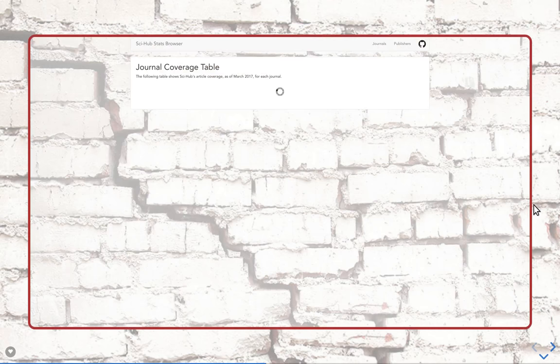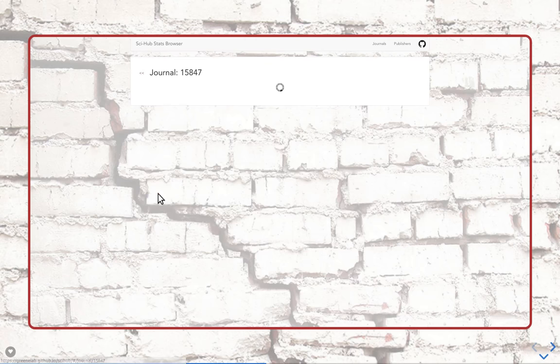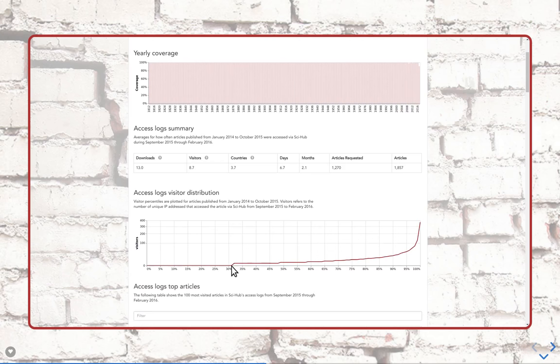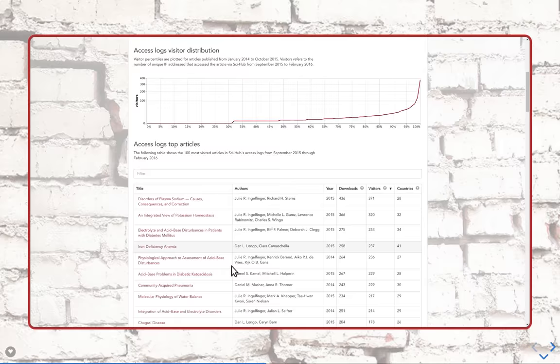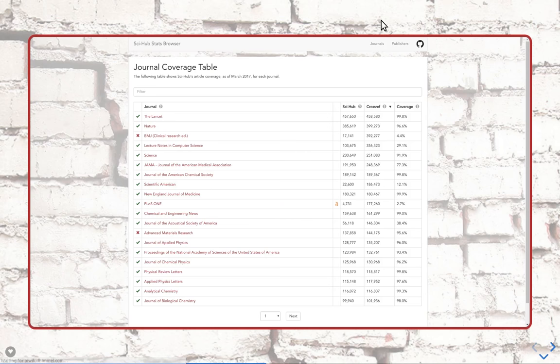We have a similar browsable interface online for journals. So for example, we could go to the New England Journal of Medicine, and this is a journal for which Sci-Hub has essentially every article. And it's a really highly read journal, so you can see only 30% of the articles were never downloaded. And actually, you can scroll down and see which articles were downloaded the most. So this is a fun resource to play with, potentially. It's even a way you could get altmetrics for some of these journals, as a librarian deciding on the usage for these journals.